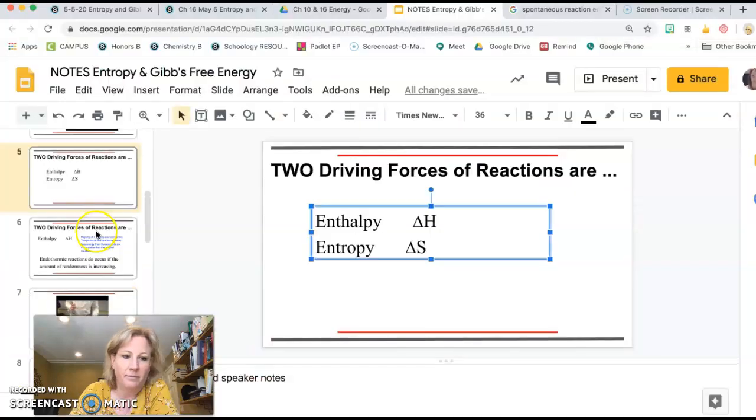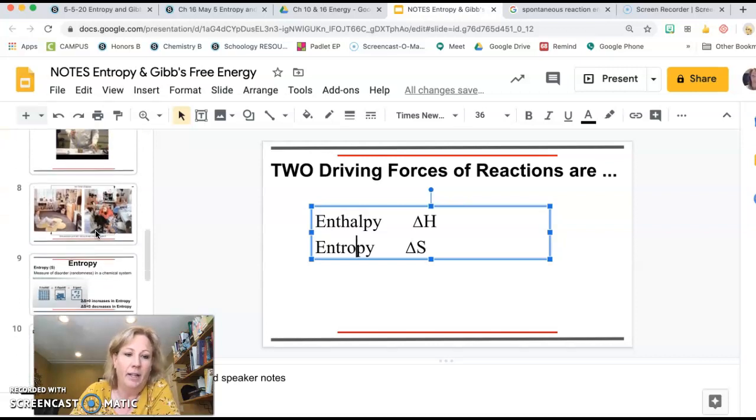How cold? So that was a video of an endothermic reaction. So they do happen and they can be spontaneous. But in order for them to be spontaneous, we need to be looking at what entropy is.